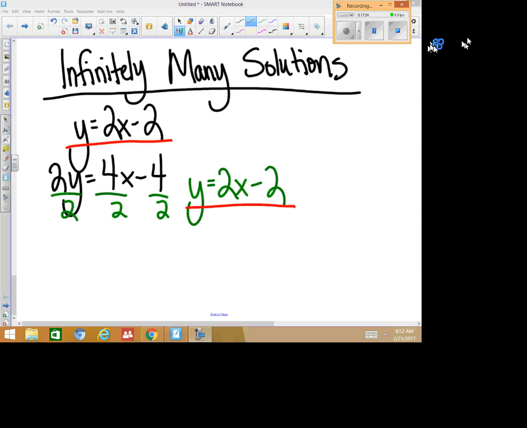It's basically like graphing this line and then graphing this line and drawing another line on top of it. They cross in the same place every time because they're right on top of each other. So these are called infinitely many. They are the same line.